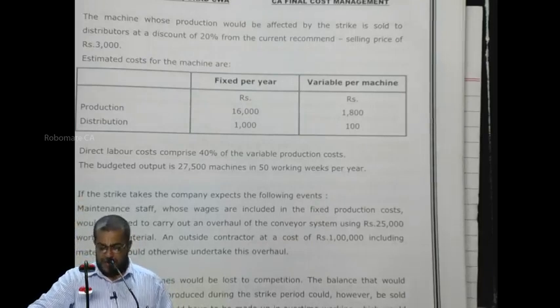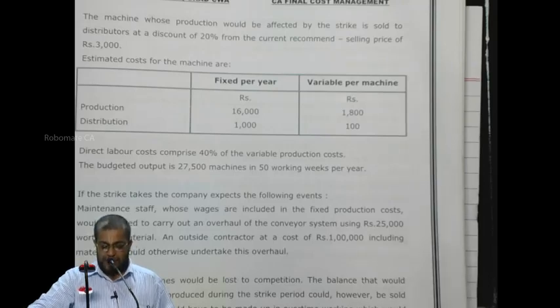If the strike takes place, the company expects the following events. Direct labor cost comprises 40% of the variable production cost. Budgeted output is 27,500 machines in 50 working weeks per year. If the strike takes place, the company expects the following events.